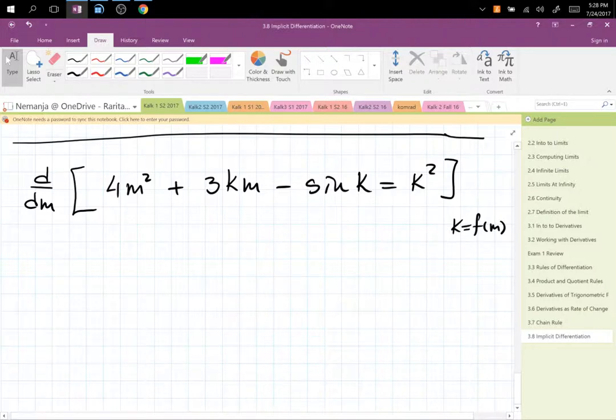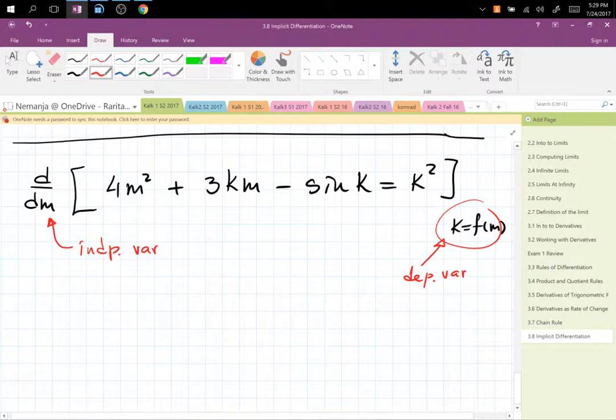So, as you are looking at this problem, guys, this is coming up in 311. Word problems with this. When I'm looking at this problem, I go like this. Here's m. This is the independent variable. And k, because of this thing here, is the dependent variable. It depends on m.